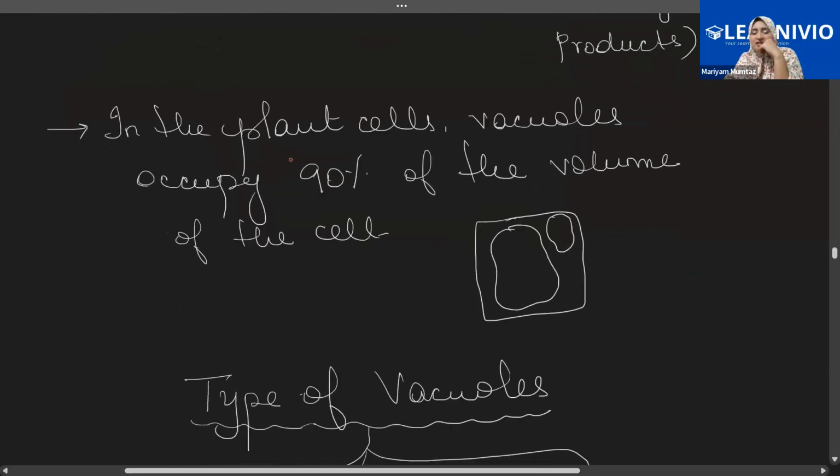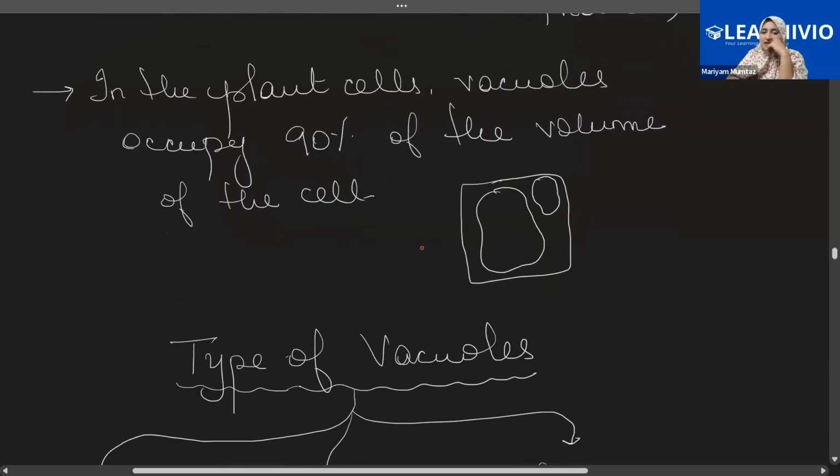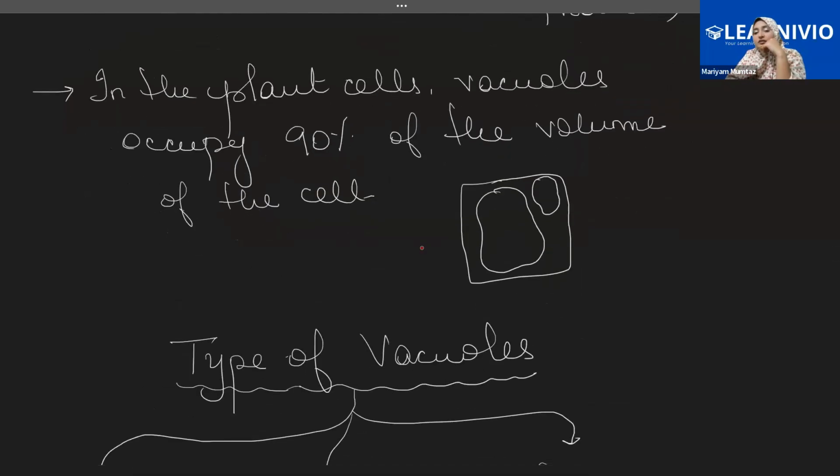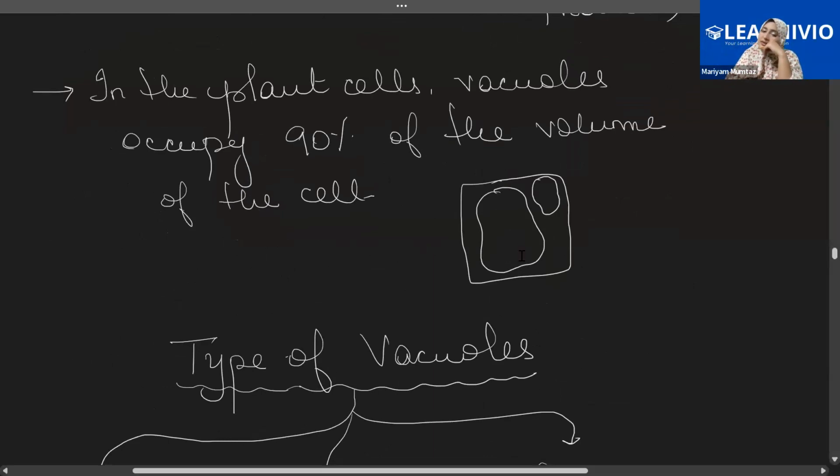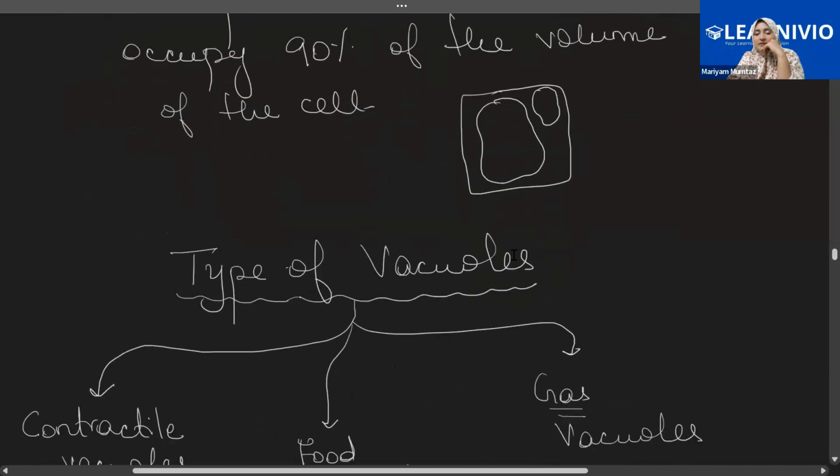Now, in the plant cells, the vacuoles occupy 90% of the volume of the cell. Only in the plant cell, right? They'll take up 90% of the volume. Whereas in the case of animal cells, mostly vacuoles are very temporary and no permanent vacuoles are found in animal cells. But in plant cells, permanent vacuoles are present.